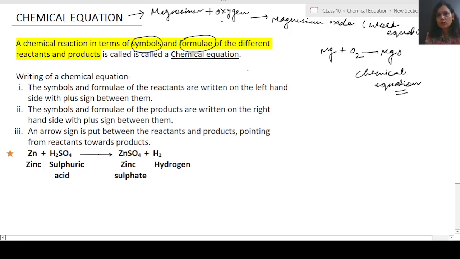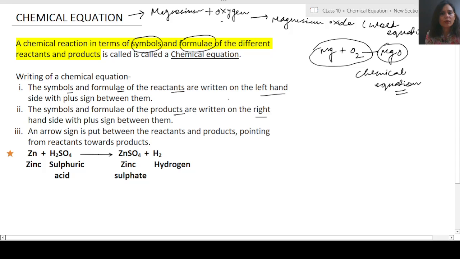Now, how to write a chemical equation? We pick up the symbols and formulae of the reactants, and they are always written on the left hand side, that is, this side of the arrow. The products are written on the right side, here it is MgO. Then we put an arrow sign between them, pointing from the reactants to the product side.